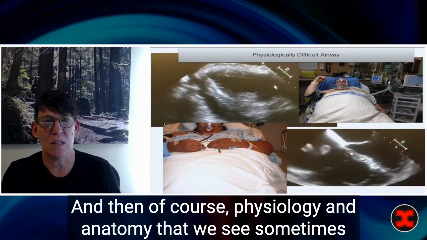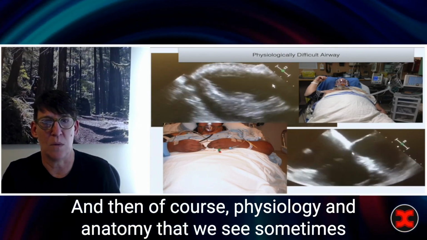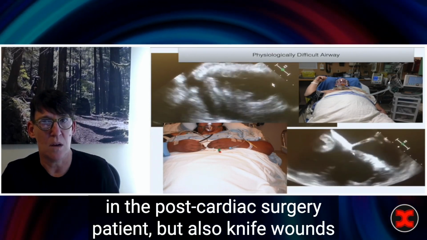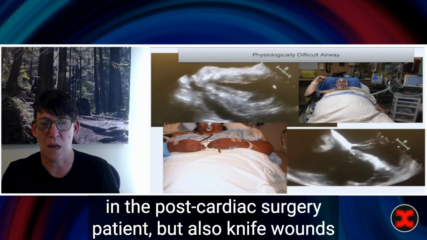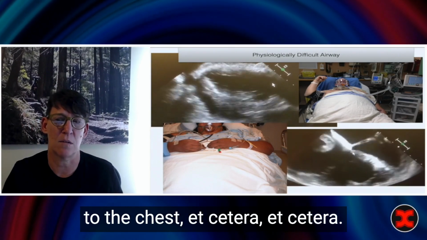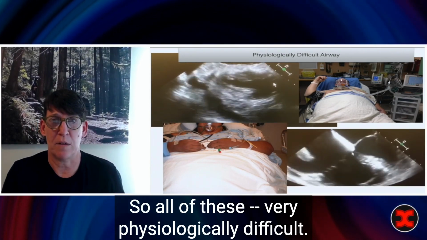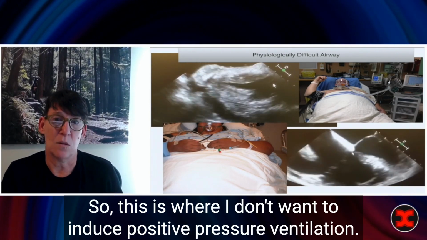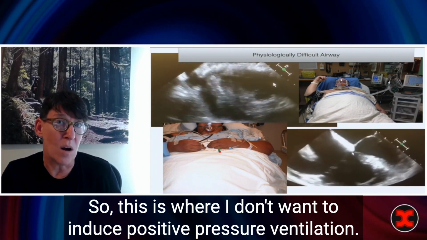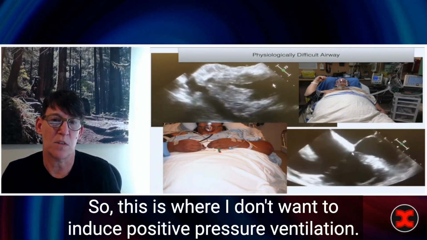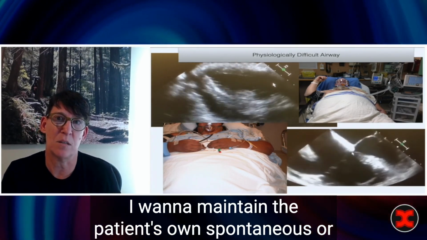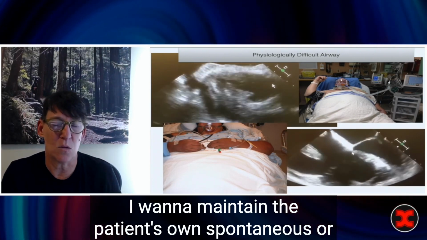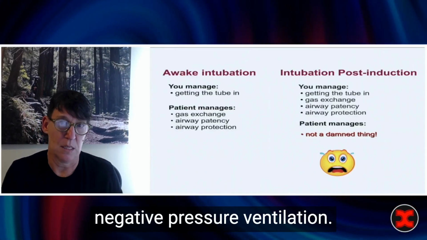And then, of course, physiology and anatomy that we see sometimes in the post-cardiac surgery patient, but also knife wounds to the chest, et cetera, et cetera. So all of these are very physiologically difficult. So this is where I don't want to induce positive pressure ventilation. I want to maintain the patient's own spontaneous or negative pressure ventilation.